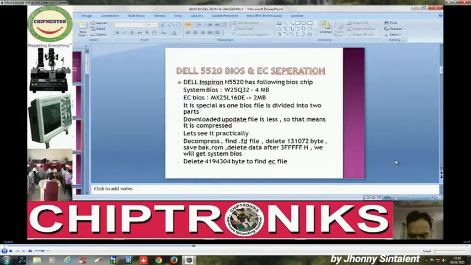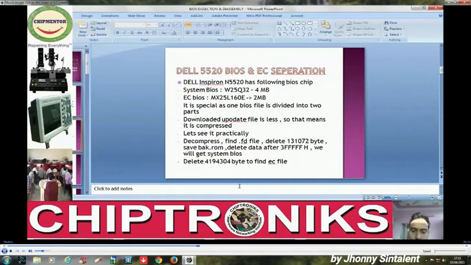Okay, so let's see another file for BIOS dissection, and we have an interesting case study of the Dell Inspiron 5520, also called the Dell Inspiron 15R, and this is a very common model. In the Dell Inspiron N5520 we have two kinds of BIOS chip. One is the system BIOS, that is W25Q32, which means it will have 4 MB of file, and the EC BIOS, this is MX25L160E, which means it will have 2 MB of file.